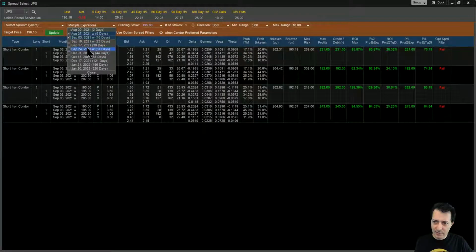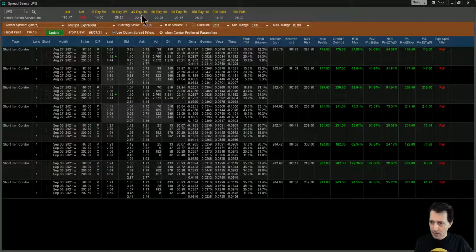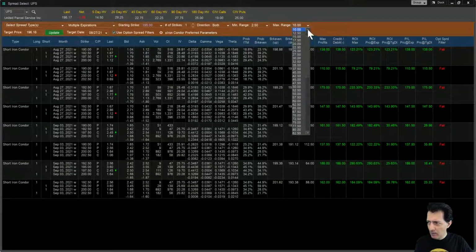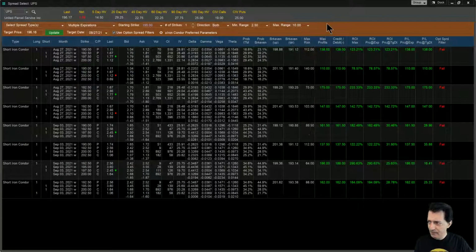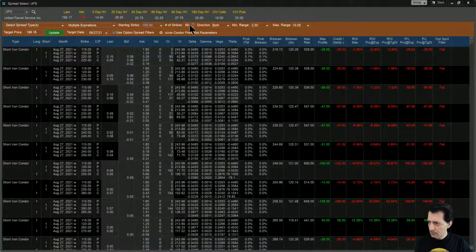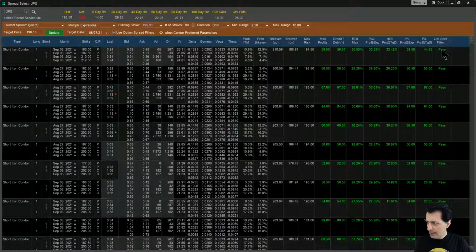Okay, so I want to look at September 3 and August 27. $196 stock, minimum strike price increment 2.5, maximum I'll keep as 10. We're gonna update and create 99 condors. And as all of these have been created, we're gonna sort it. And now we can see many passes here.